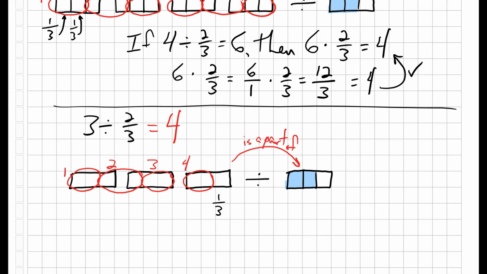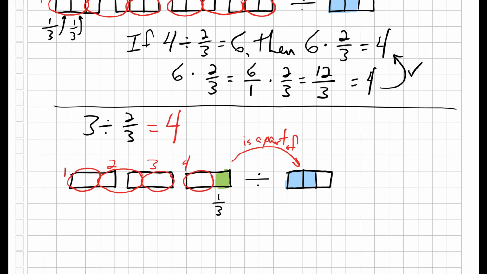Remember, my divisor is 2/3. So I'm trying to answer the question, how many 2/3 can I subtract from 4? So what part of my divisor, 2/3, do I have left to subtract out? Well, I have 1/3 that I want to subtract out. What part of 2/3 is 1/3?